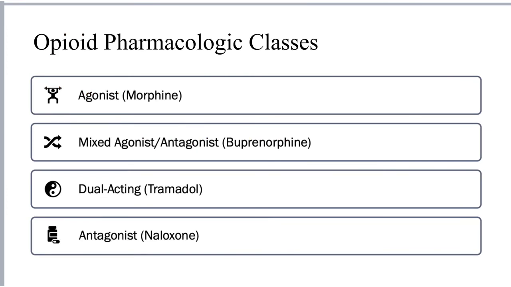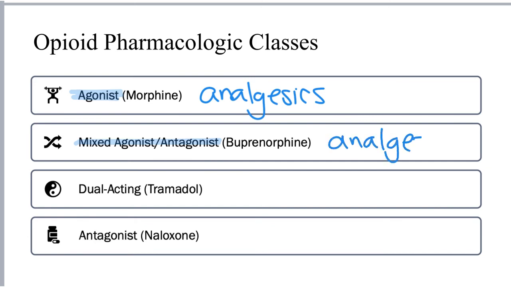Within the opioid drug class, there are several pharmacologic classes to discuss. First, we have the strong opioid agonists. These produce pain relief or analgesia when they are given to humans. Next, we have the mixed agonist-antagonist drugs, primary example of that being buprenorphine. And these drugs also produce pain relief, but have some other interesting activity as well.